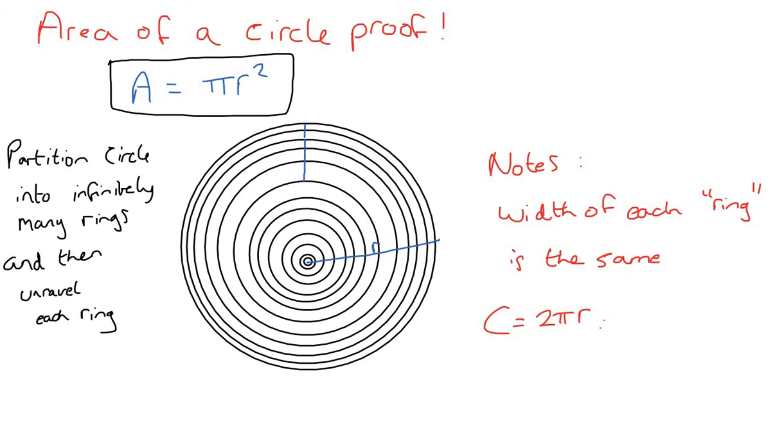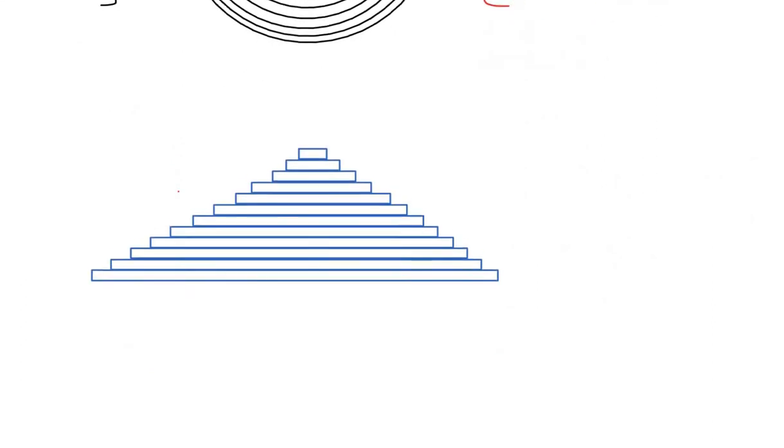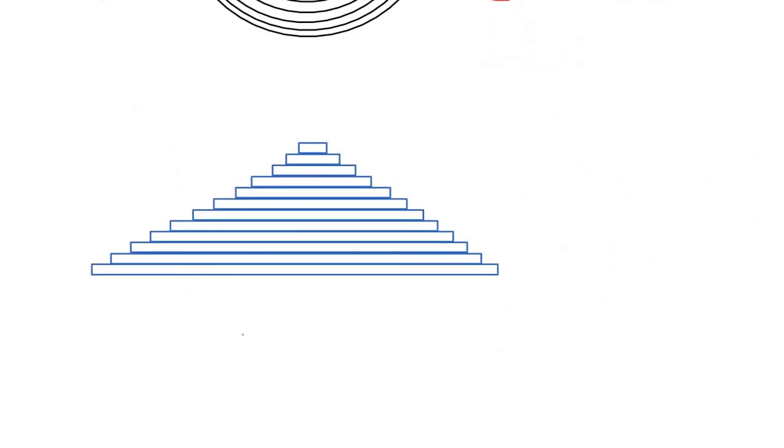So I've unraveled each ring. So imagine we place a cut down where these blue lines are, and we unravel both ways. This is what we're going to end up with. Okay, so this is it. We've got our biggest ring at the bottom.